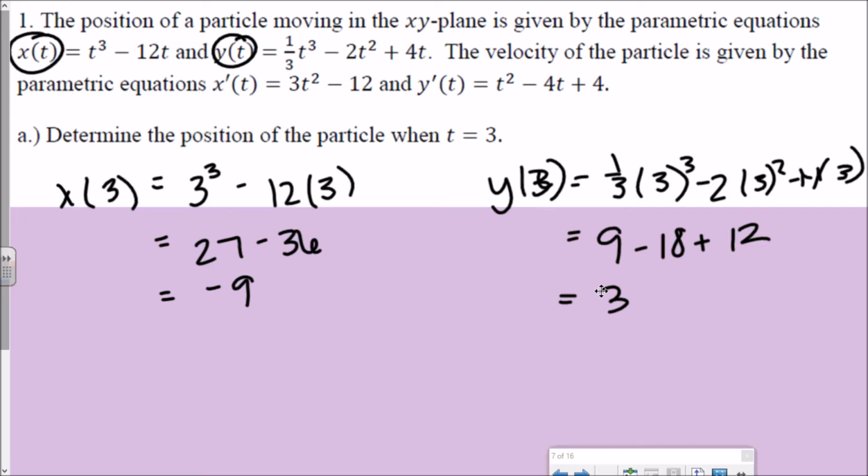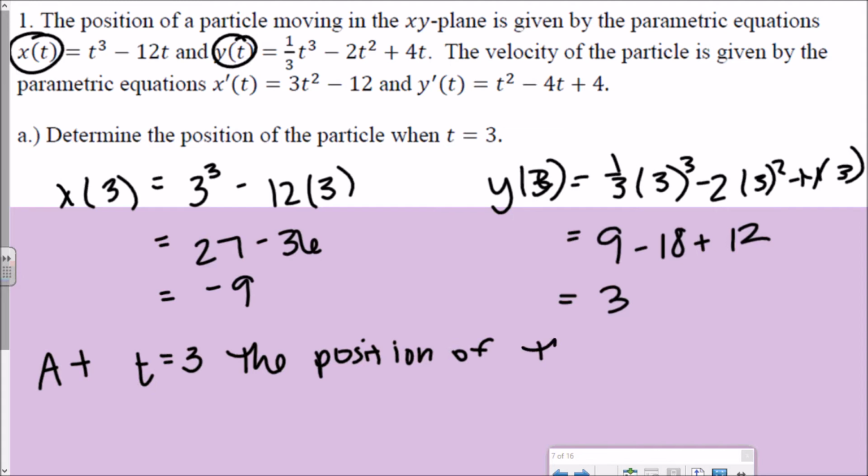And when I want to write that all as a point, here's how I can say it. I can say at t is equal to 3, the position of the particle, and you don't need to say it like is horizontally negative 9 and vertically positive 3.